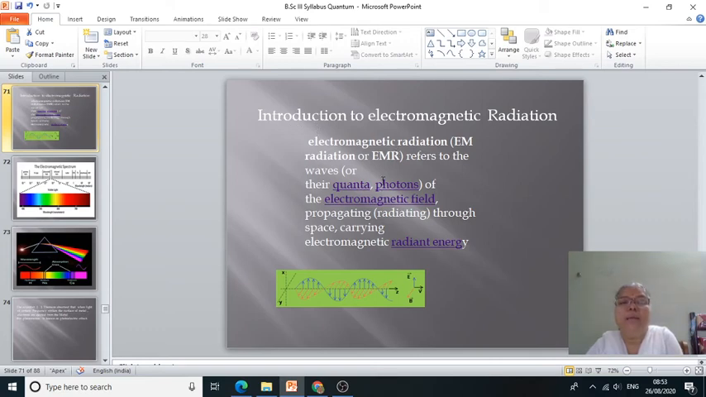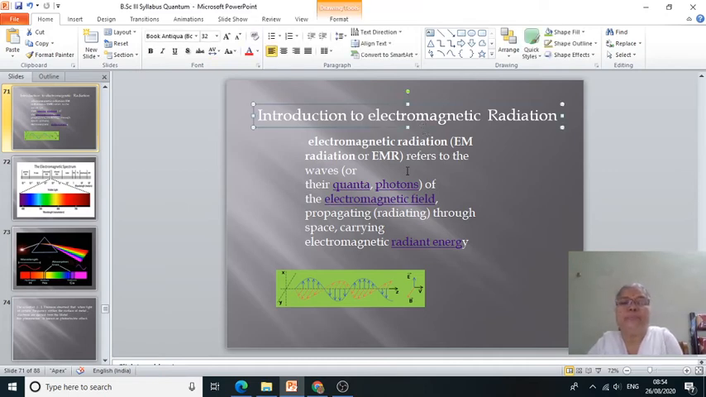Remember that electromagnetic radiation is one form of energy and it consists of either wave nature or particle nature, and it propagates through space carrying electromagnetic radiant energy. Electromagnetic radiation is composed of an electric component and a magnetic component oscillating at a right angle to each other in the direction of wave propagation.